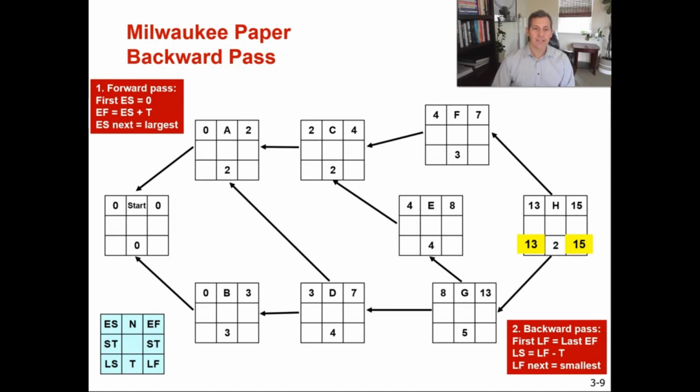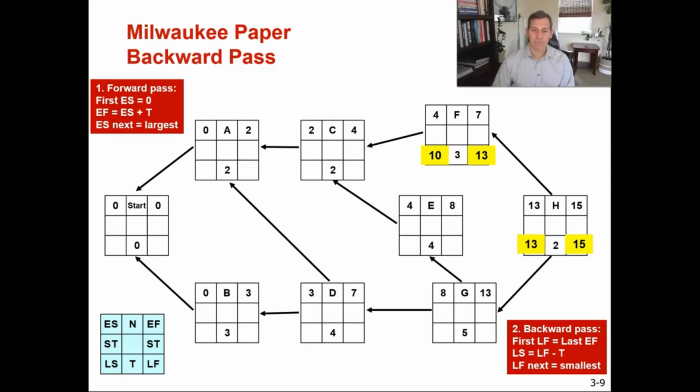Now let's go to activity F. So activity F only has one immediate successor, and that is H. So we will be picking 13 as our latest finish for activity F. Now, for activity F, to calculate the latest start, we're going to take 13 weeks minus the 3-week duration, and that gives us 10 weeks as the latest start time for activity F.